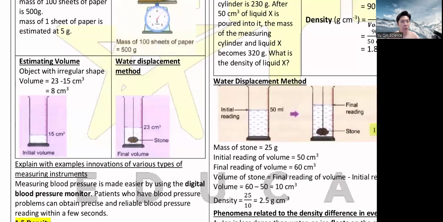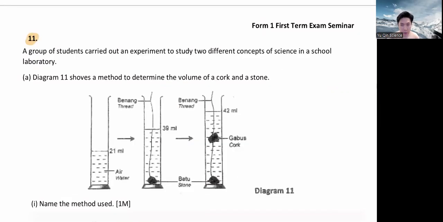Now, when your object is in a regular shape, like a box, like a cube, you can do length times height times width, right? Then you get cm cube. But sometimes your object is irregular. When you have irregular objects like stones, cork, the only way you can do is water displacement method, right? Okay, so anyway, let's check it out.